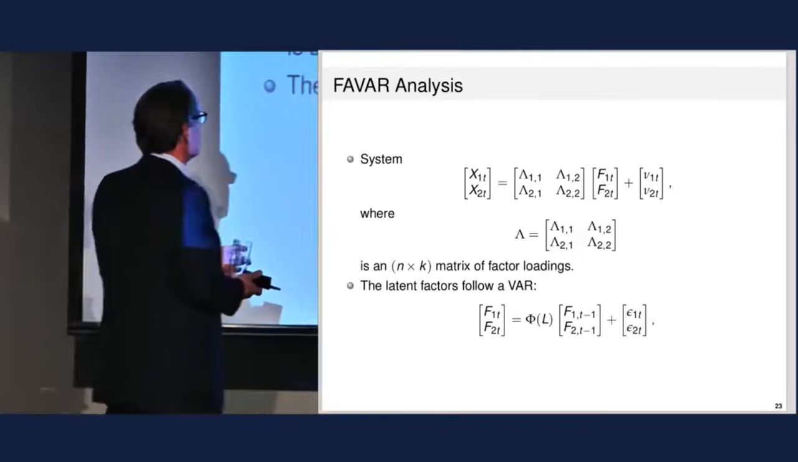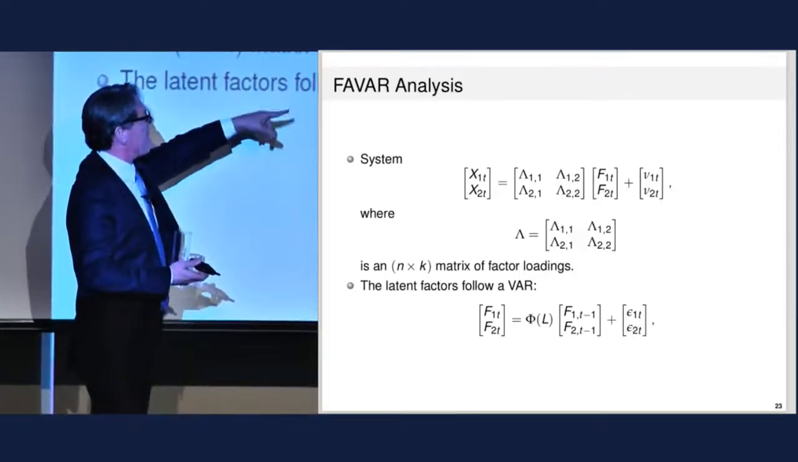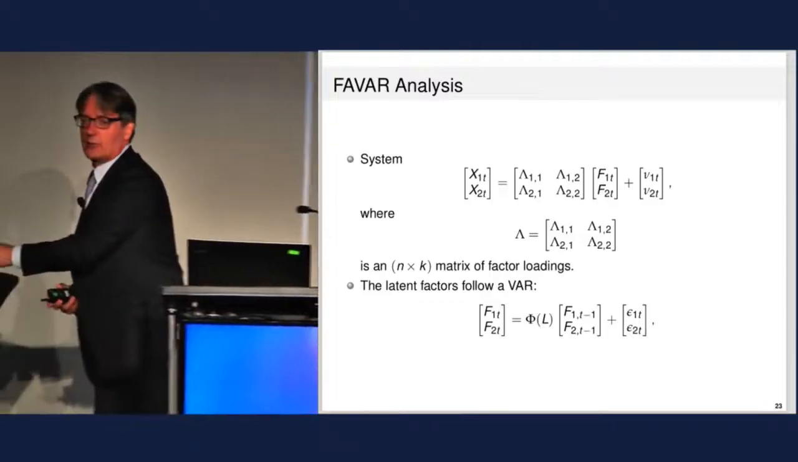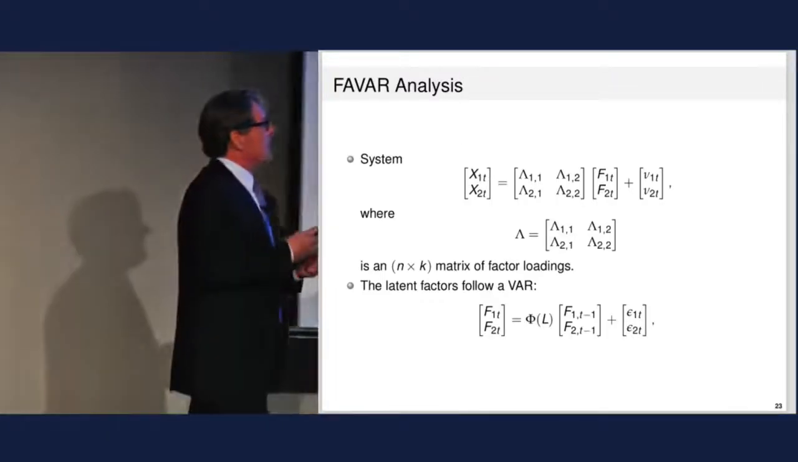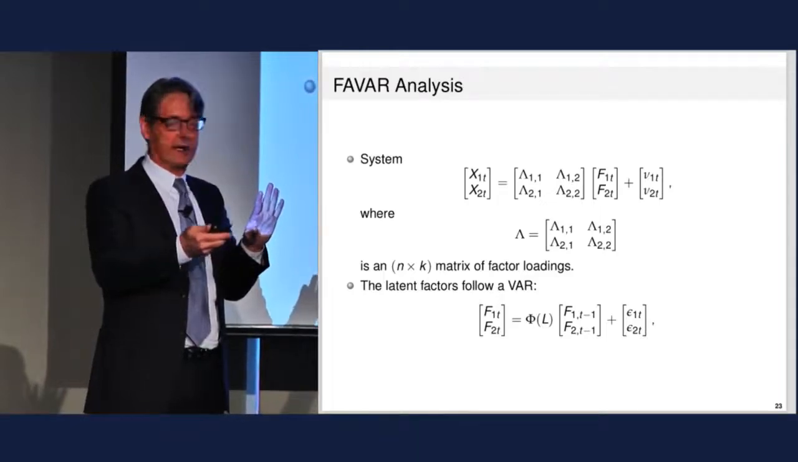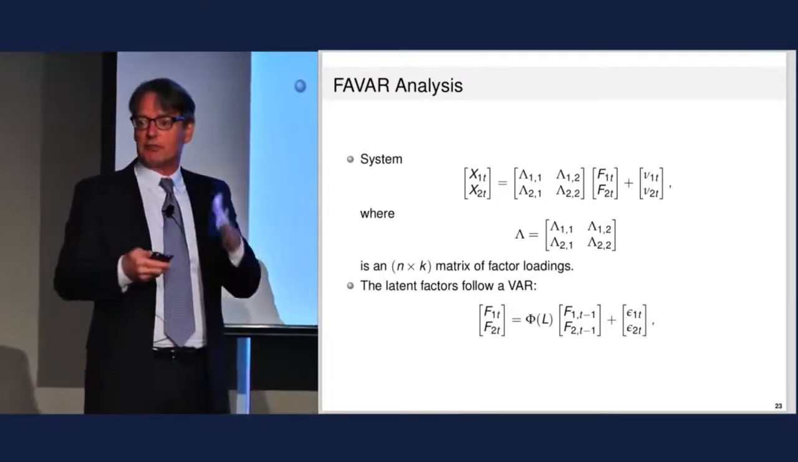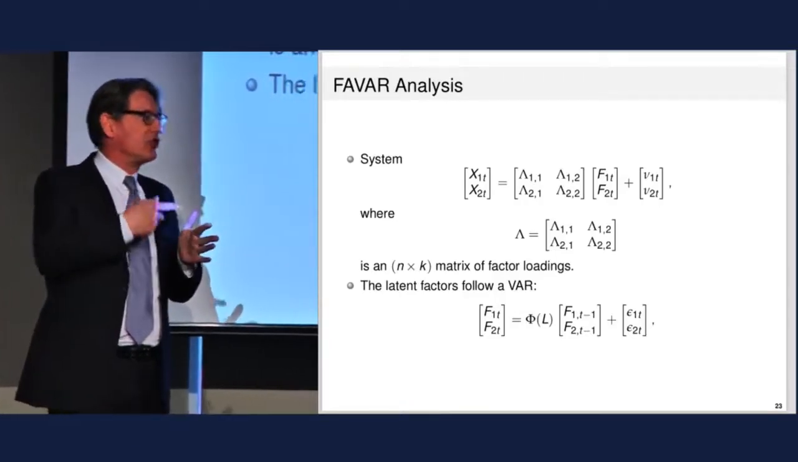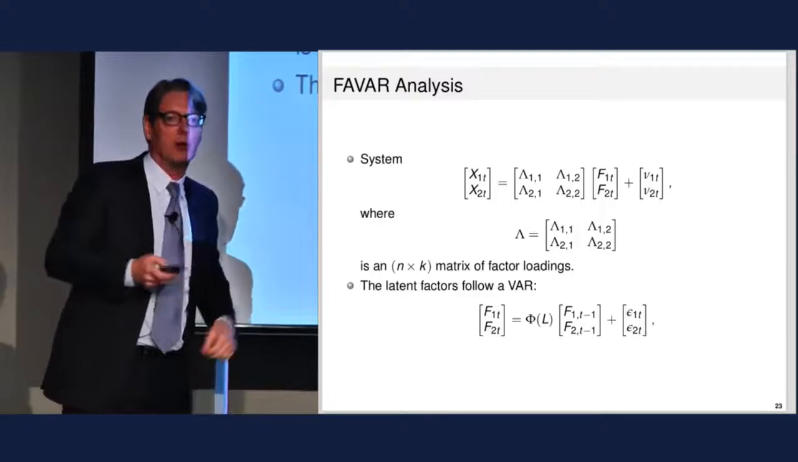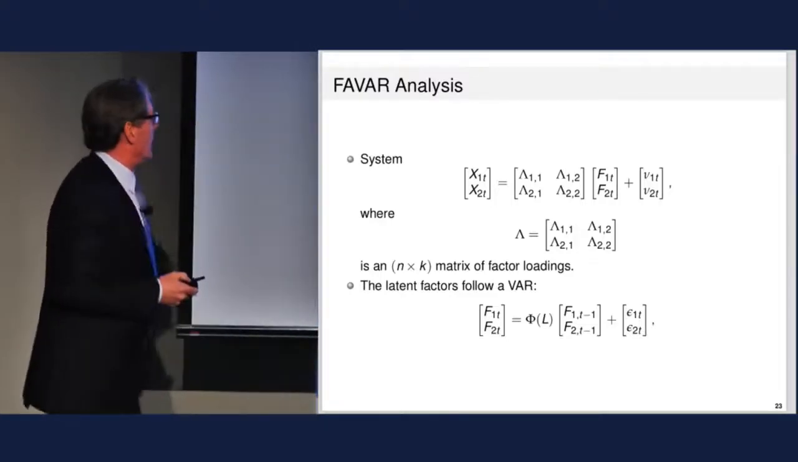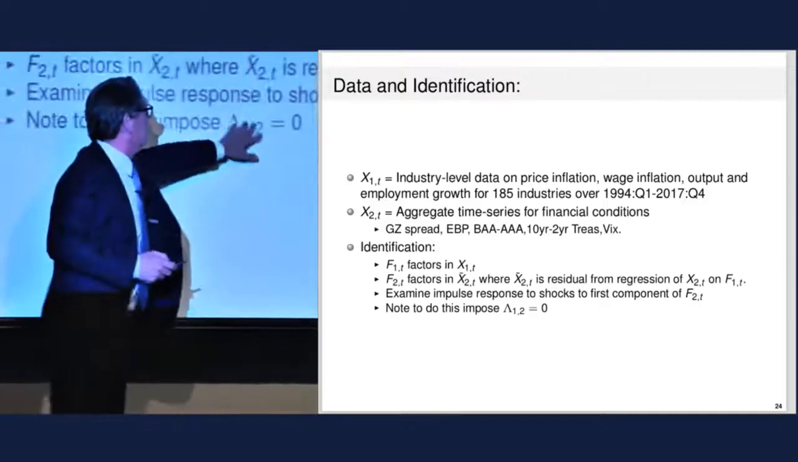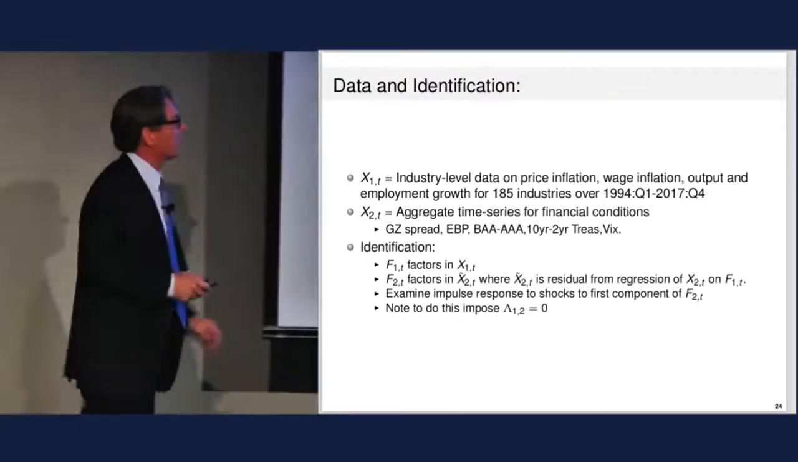And then it's going to be a factor structure, and there are going to be some factor loadings. The way I'm going to do this is I'm going to identify a set of factors F1 purely off of X1, okay? Then I'm going to take those factors F1, regress X2 on those factors, remove the information coming from X1 in X2, and then get a new set of factors off of the residuals that are left over in X2. And then I'm going to shock that residual factor F2, the first principal component of that. That's going to be my identified shock. So it's a Cholesky-style analysis, and equivalently, that's imposing that these factor loadings in the upper left corner are zero. Okay, so we're going to impose that.